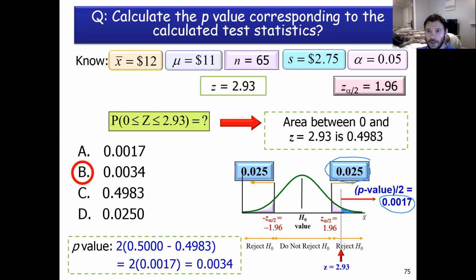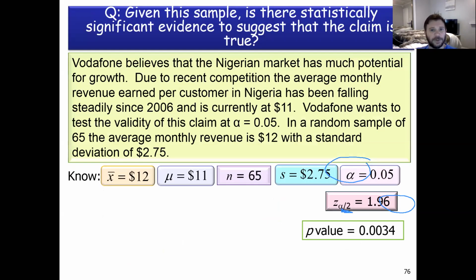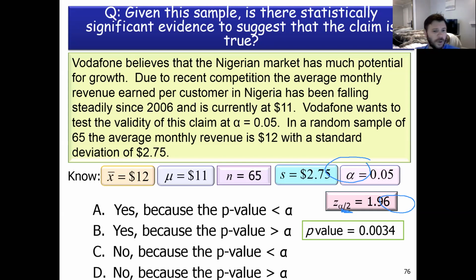All right, so given this sample, is there statistically significant evidence to suggest that the claim is true? Okay, and the answer here is no, their claim is not true. The sample data was far enough away because it gave us a smaller p-value relative to our level of significance alpha.